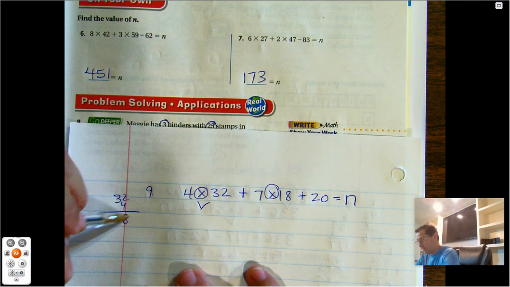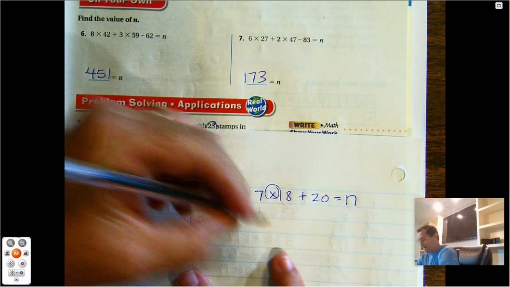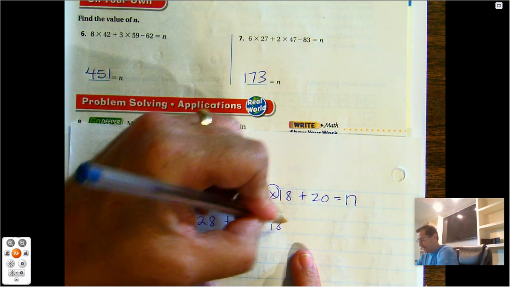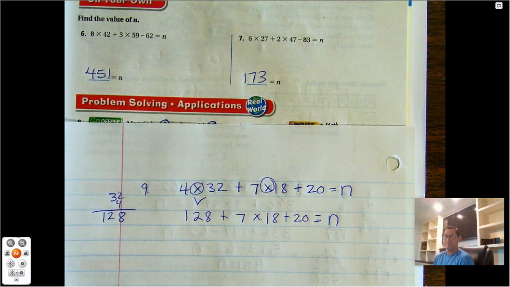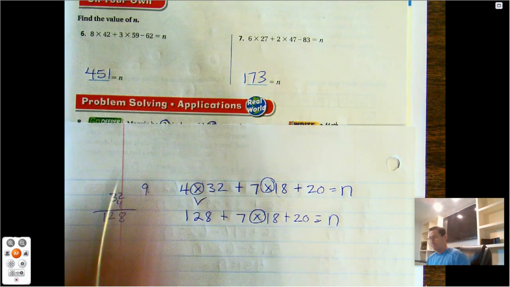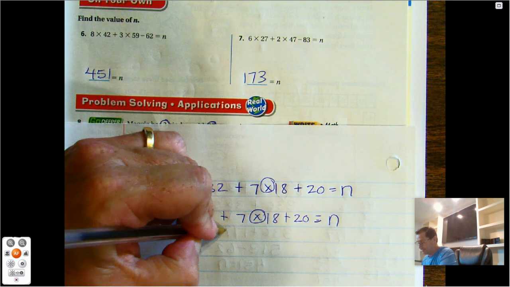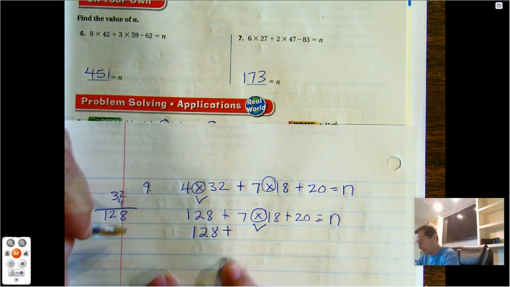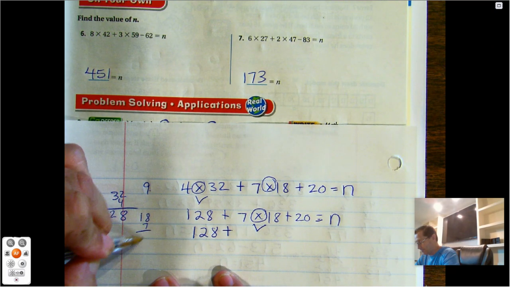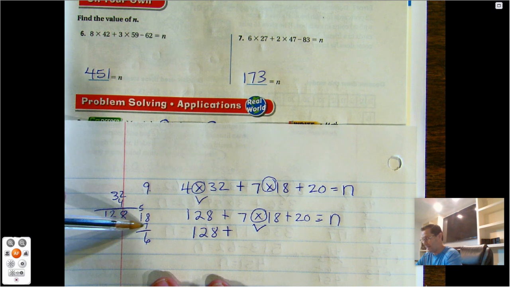Rewrite everything else that was to the right of that expression. Okay, so everything else that we haven't simplified, we just rewrite it exactly as it's written. Next, I see I have still multiplication left. So I'm going to rewrite the problem as 128, but then I'm going to multiply 18 times 7, 56 ones. Regroup that as 5 tens and 6 ones. 7 sets of 1 ten is 7, and 5 more is 12. 12 tens.